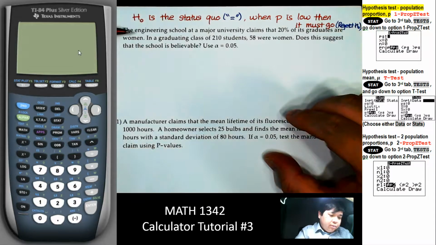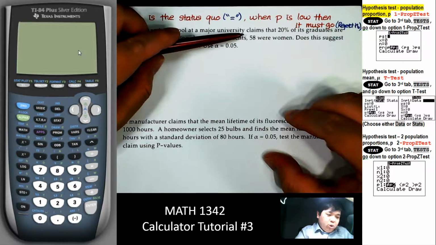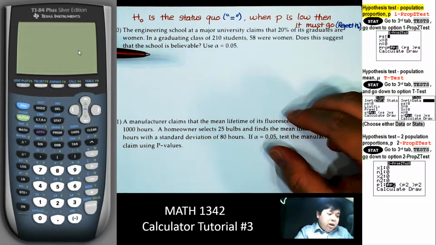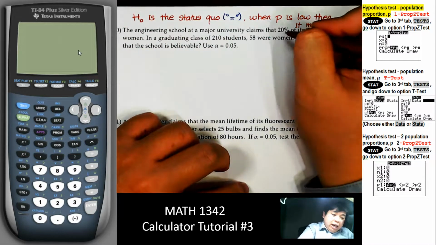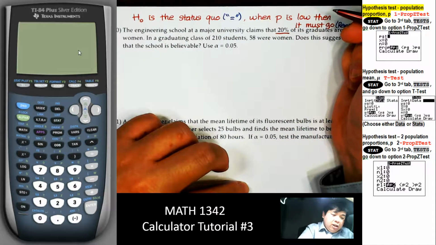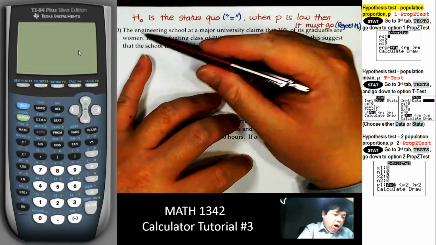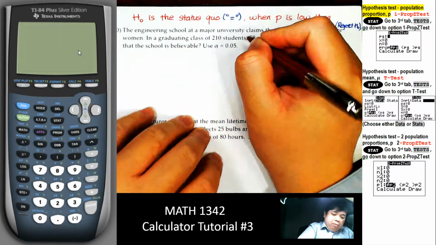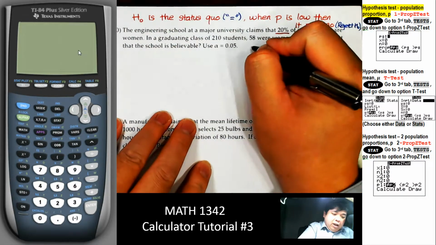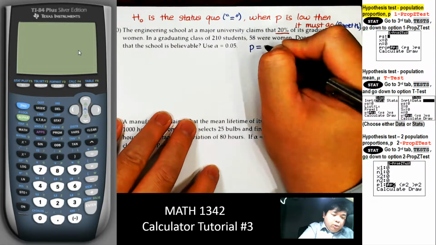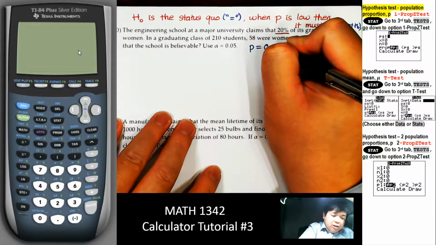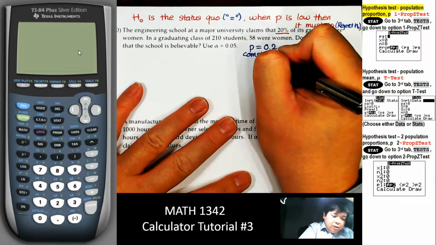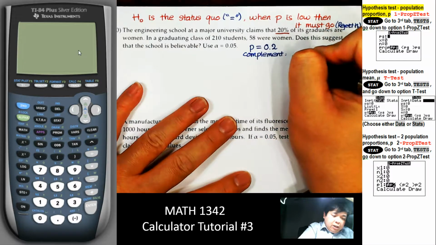Next. The engineering school of a major university claimed that 20% of the graduates are women. So that is the claim, and we have 20% are women. That is the claim. So we start with P equal to 20%, and the complement is not equal to.